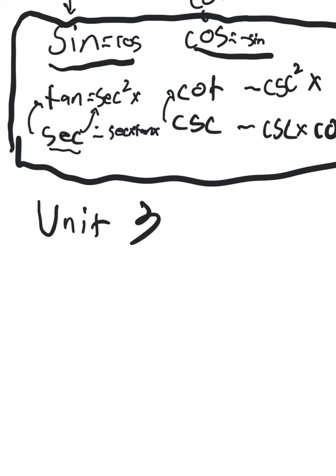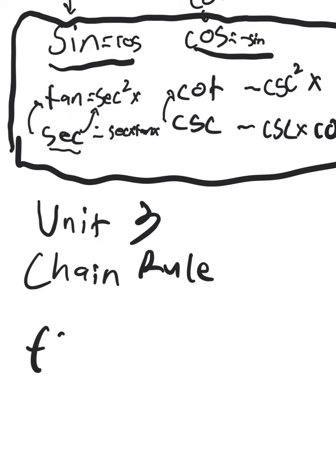The first thing in unit 3 that we have to learn is something called the chain rule, which comes up all the time in calculus. This happens when we have a function inside of a function. It's like nesting dolls. So if we had f of g of x, or you may have seen it written like this, f of g of x.